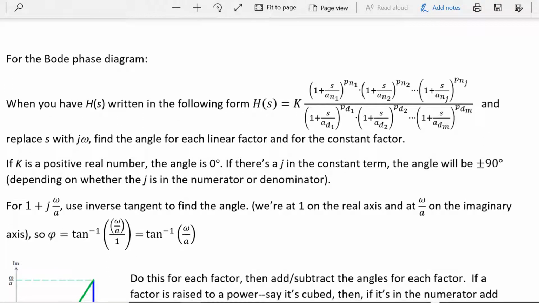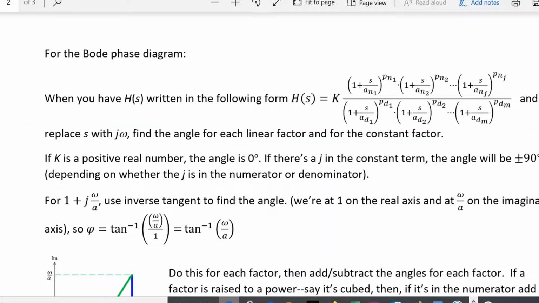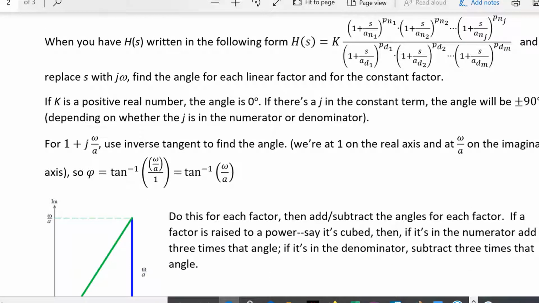So we're going to go back to where we have H written in that factored form. Okay, so this is how I had it. So replace s with j omega as we did before, and then it says find the angle for each linear factor and also for the constant factor. For the constant factor, if it's a positive real number, then the angle is 0. If there's a j in the constant term, then you're right on the imaginary axis, which means you're either up at 90 or down at -90.